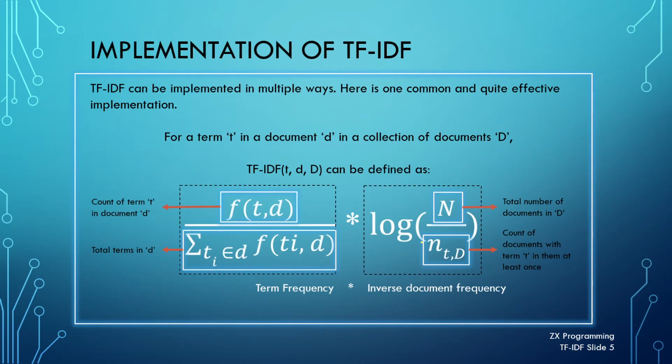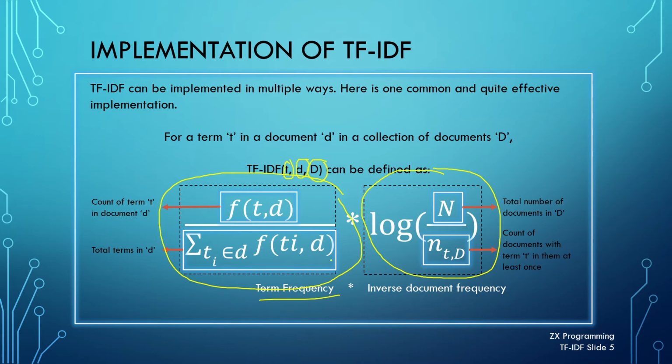TF-IDF can be implemented in multiple ways. There are multiple mathematical formulas to calculate TF-IDF. One of the easiest and quite effective formulas is discussed here. This formula consists of two parts. The left portion is the formula to calculate the term frequency, and the right portion is to calculate the inverse document frequency for a particular term T in a document D in a collection of documents capital D.